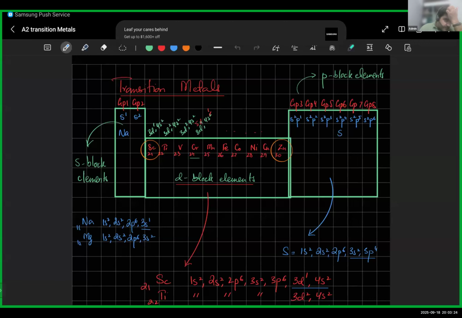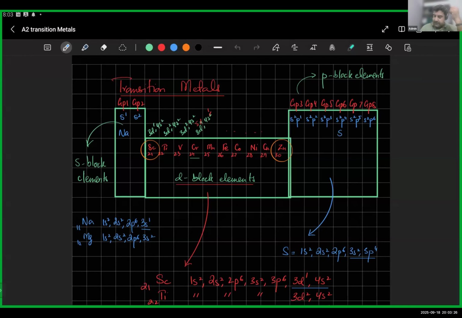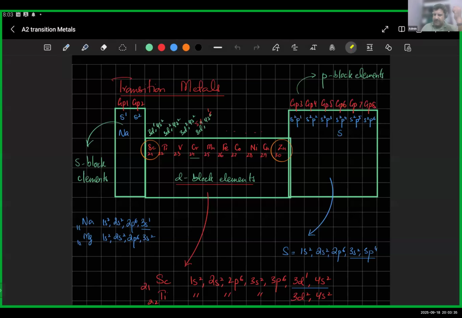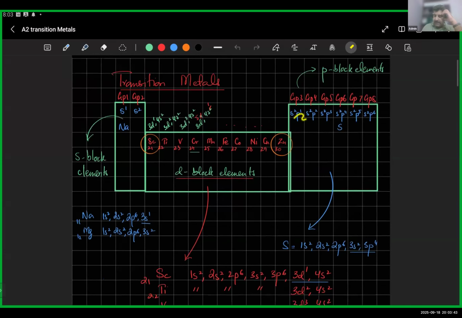Last time we discussed that these are d block elements, the middle part over here. We did a lot of important things. These are your d block elements. These are not transition metals. And this was the p block.